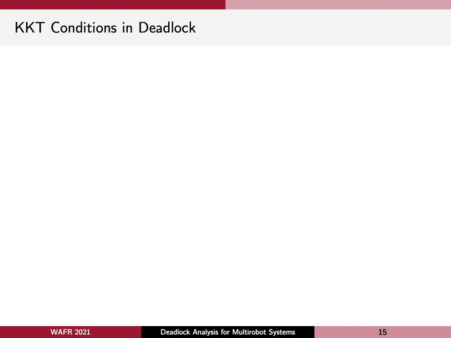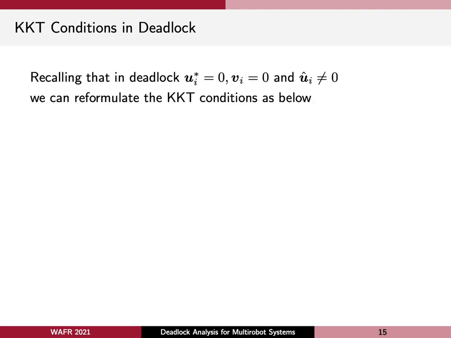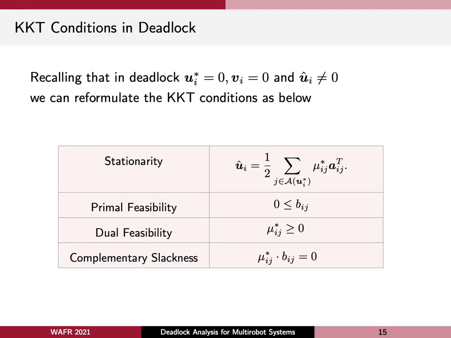So what do the KKT conditions look like when the robots are in deadlock? Well, u_i hat equals this sum over here. Here A_ij are vectors connecting the position of robot i to robot j. Then there's primal feasibility, which says that B_ij should be non-negative. And then we have that the Lagrange multipliers should be non-negative. And then you'll have that the element-wise product of the Lagrange multipliers with B_ij should be equal to 0. Now, this is all math, but each of these conditions has a nice intuitive explanation that is grounded in mechanics. So let me walk you through that now.